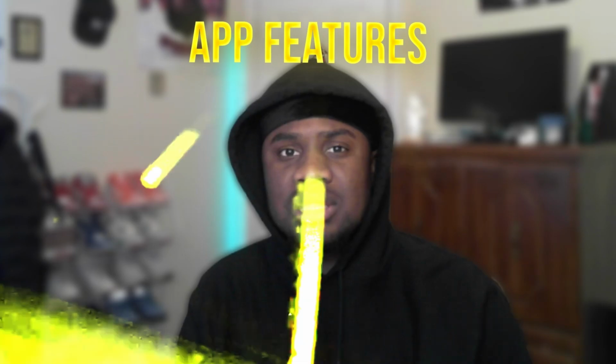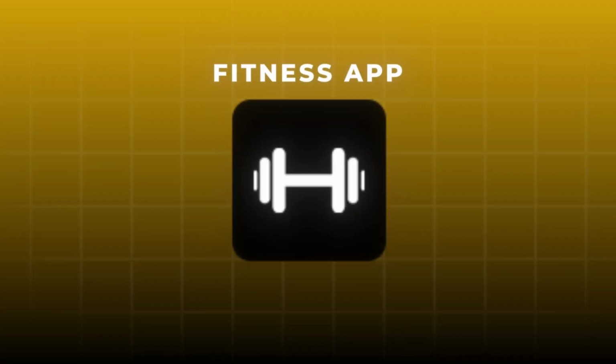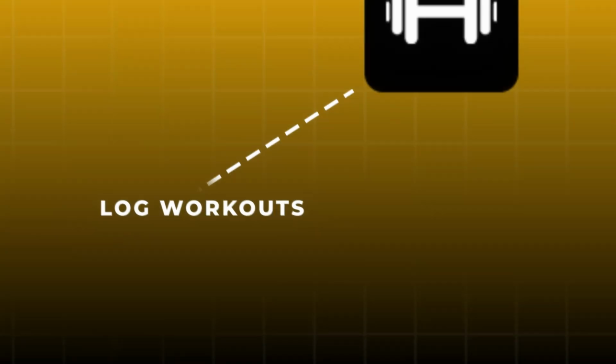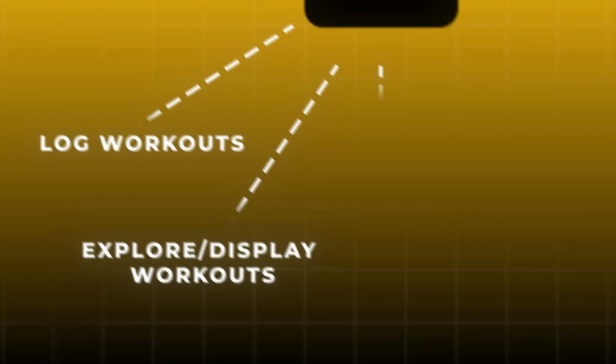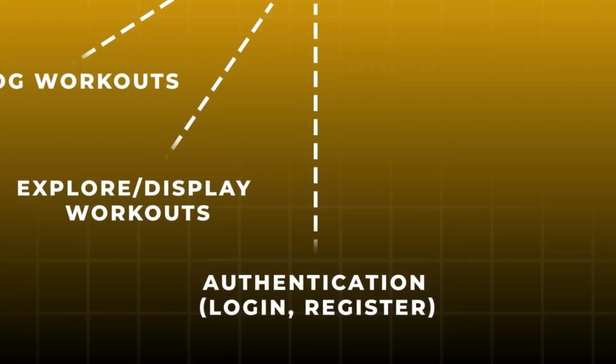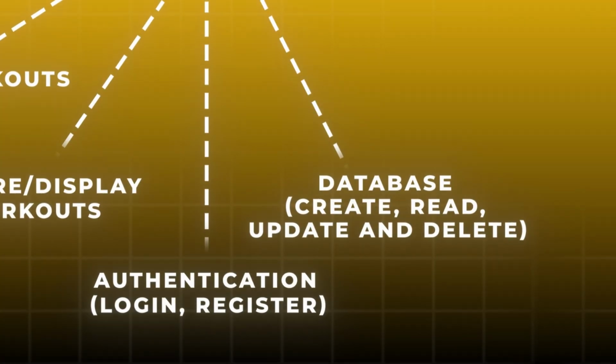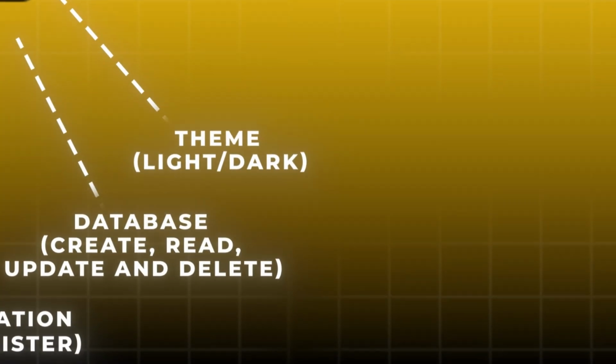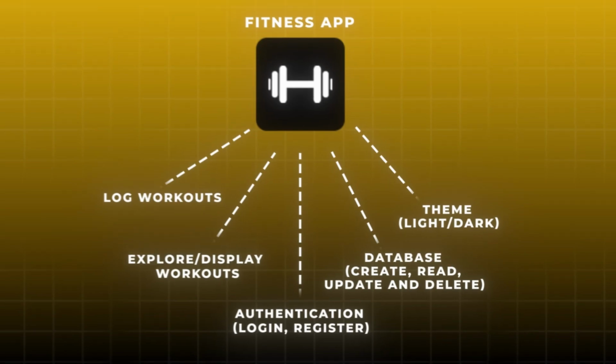Next thing you want to do is figure out the features that you're going to have on this app. For example, in a fitness app, you'd have users being able to log workouts, users being able to explore or display various workouts, users being able to create and upload their workout, being able to switch between dark and light, all those types of features. Write those down because they're going to be very crucial.